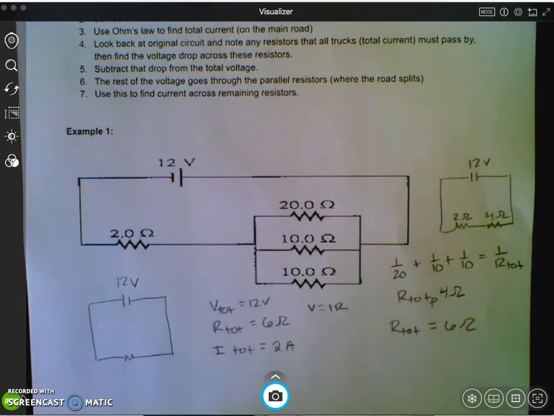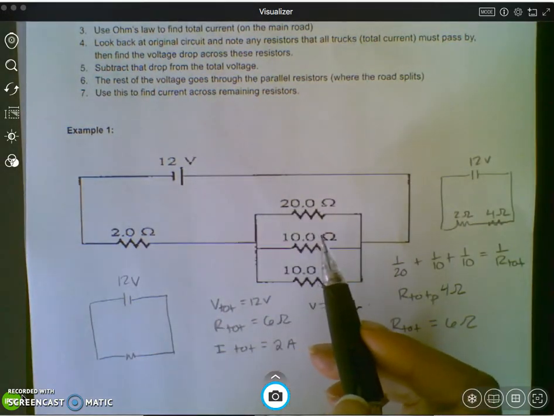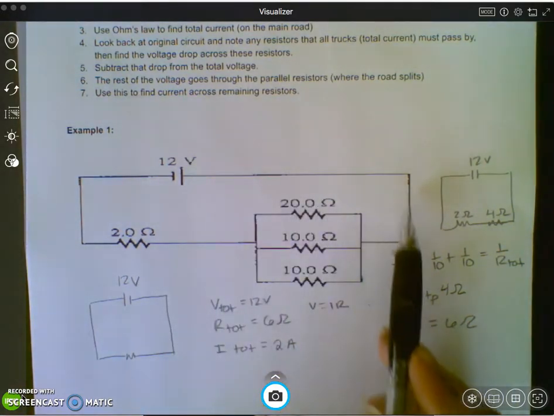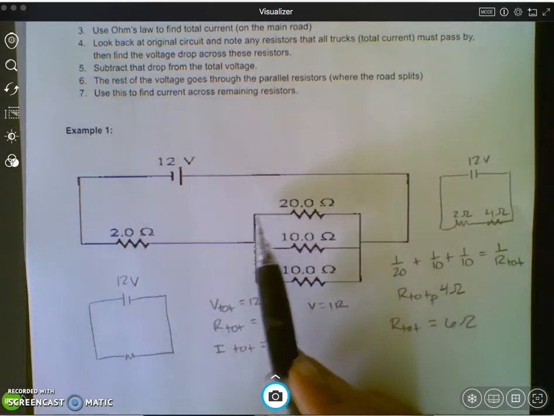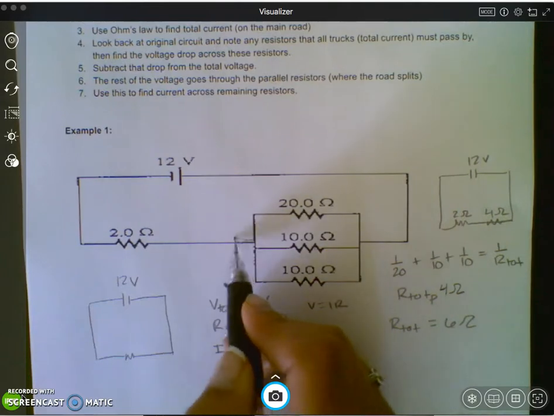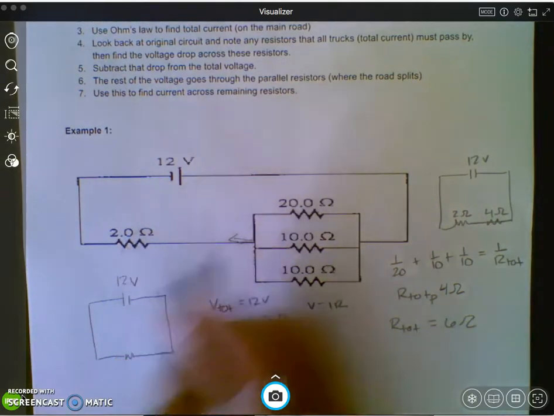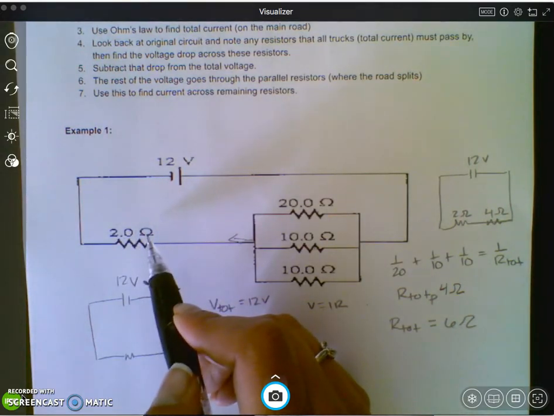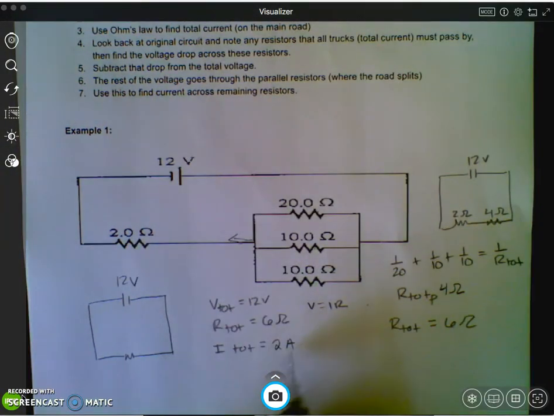So that was step 3. Now step 4 is to look back at the original circuit, so that's this here, and note any resistors that all the trucks must pass by. If the current is going this way, it can take one of 3 roads. Not all the trucks are going to go over every road, so those are not the ones we're talking about. But when the trucks come out from whatever road they chose to follow, they will have to pass by this 2 ohm resistor. It's the same case if the current were to come out from the other side. All trucks would still have to pass this 2 ohm resistor. So this one has to get all the current, which is all the trucks, so 2 amps.